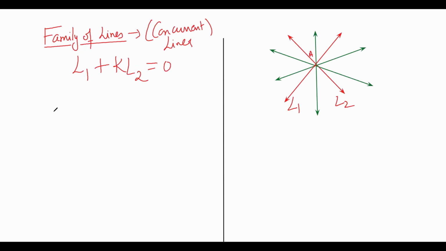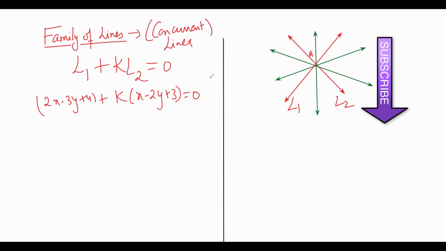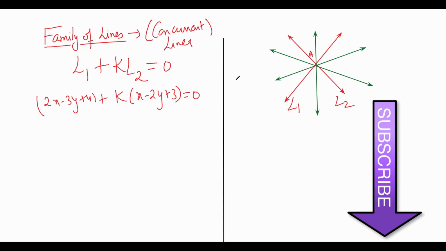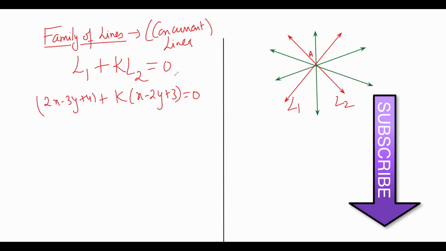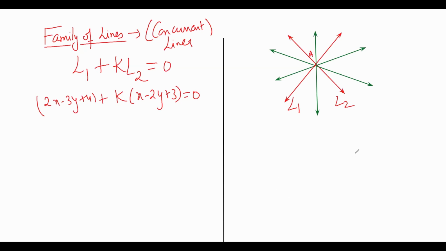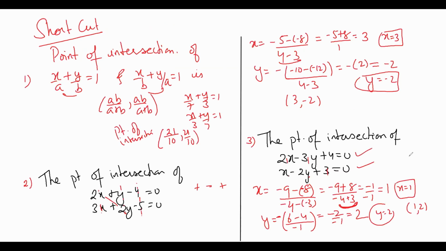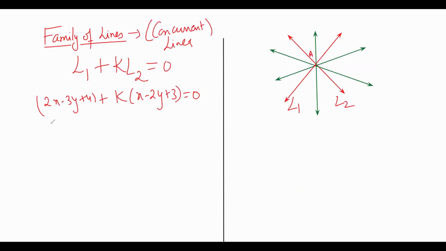Now look how I take L1 as 2x - 3y + 4 = 0, plus k times L2, as x - 2y + 3 = 0. And this diagram gives the answer. All these lines are passing through the point of intersection of L1 and L2, and we already have its point of intersection, that is (1, 2). That means all lines are passing through one common point, and that point is (1, 2).